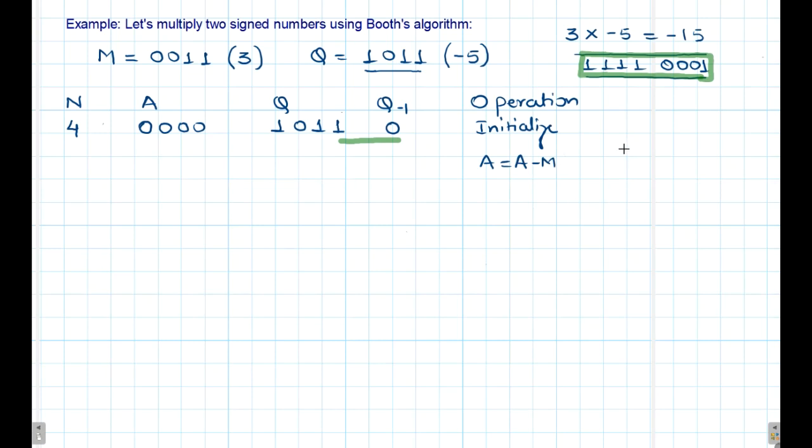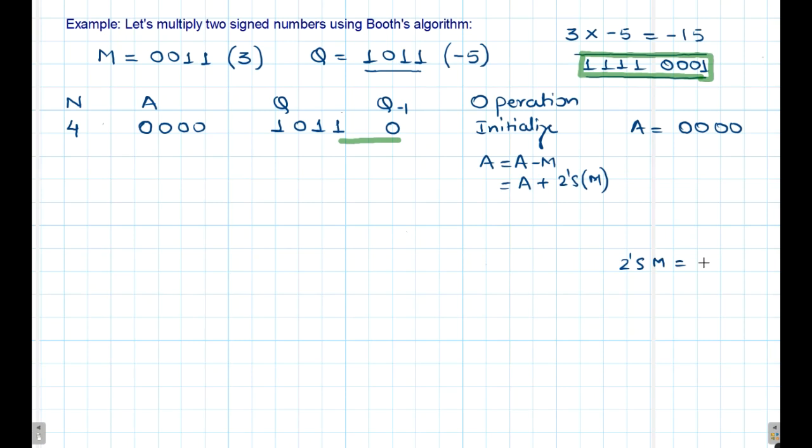So A is 0000 currently, and M is 0011. So first of all, we can represent minus M, or you can say that for A, we can perform addition of the 2's complement of M. So let us first calculate the 2's complement of M.